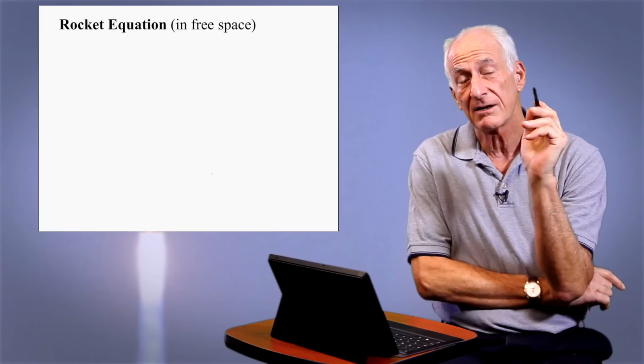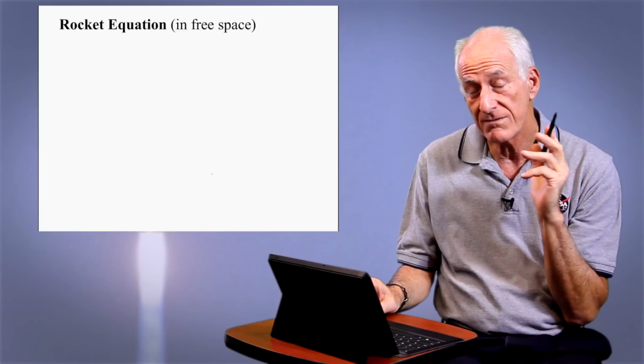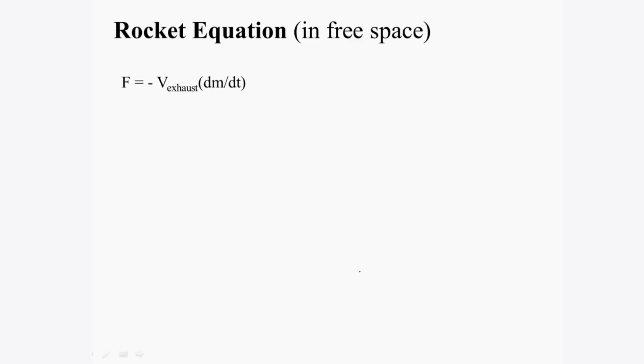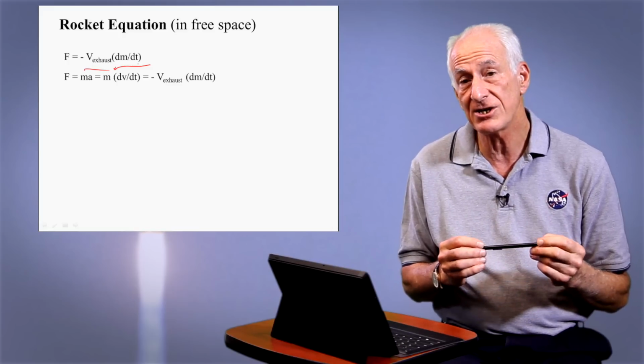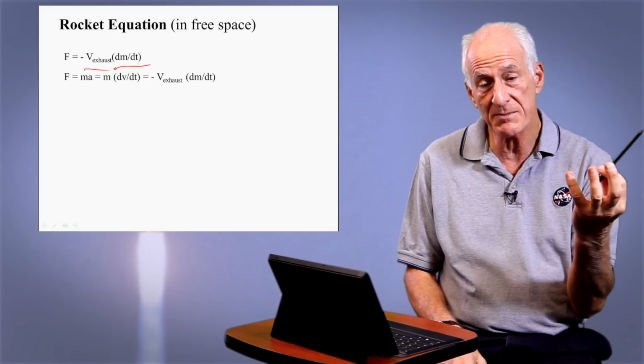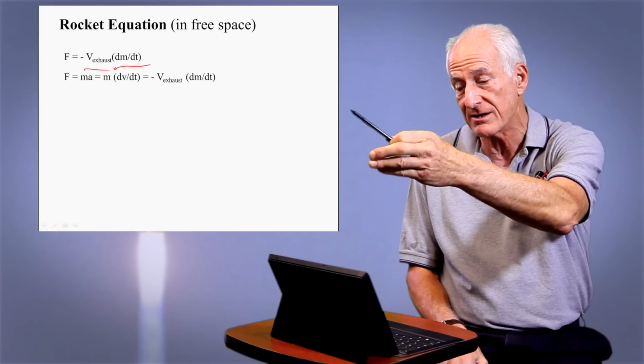Now let's look at how all these equations fit together. So remember that we looked at the basic force from the conservation of momentum, which equals the mass flow rate times the exhaust velocity. That's the force. But we also know from Sir Isaac Newton that force equals mass times acceleration. Now the mass is changing because you're taking some of the mass and you're throwing it out the back of the engine.